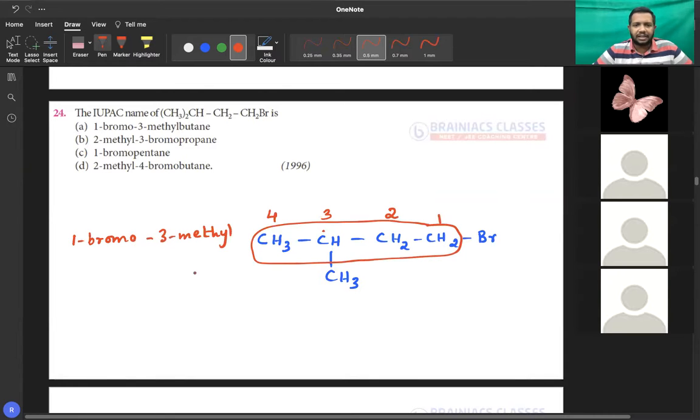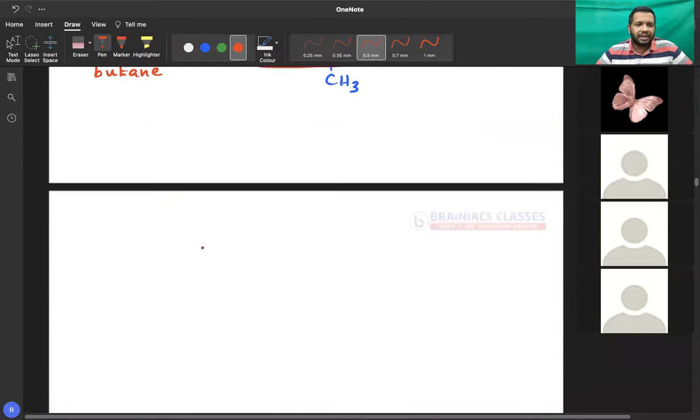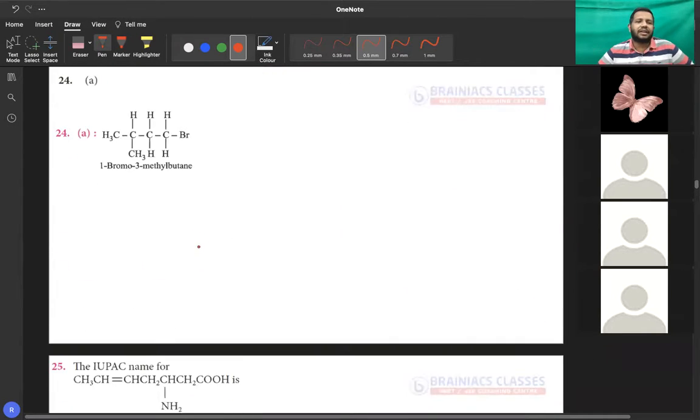Then we know the parent chain has 4 carbon atoms, but all are linked through single bonds. So butane. So is there any answer like that? 1 bromo, 3 methyl butane. Option 1 seems to be the correct answer. Option A. Are you getting it in the same way, all of you? Yes. Let's see the answer. Yes, sir. Yes, option A is the correct answer.